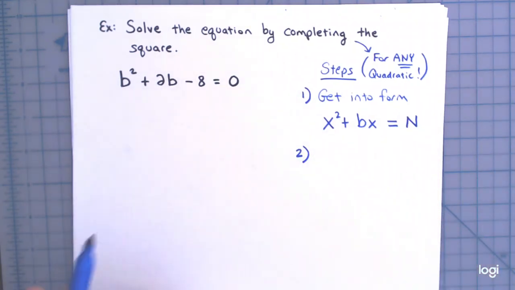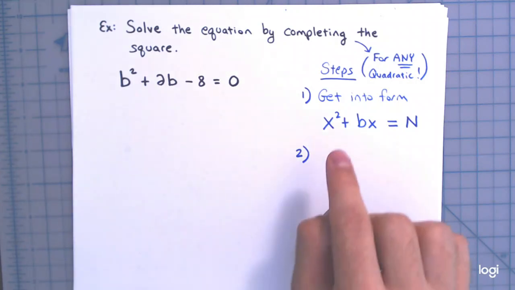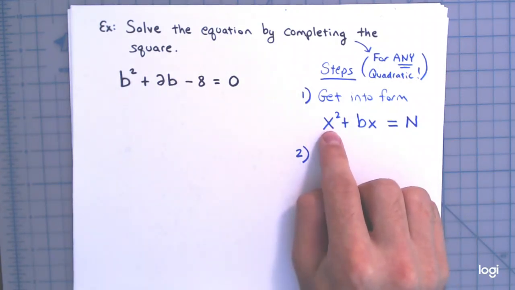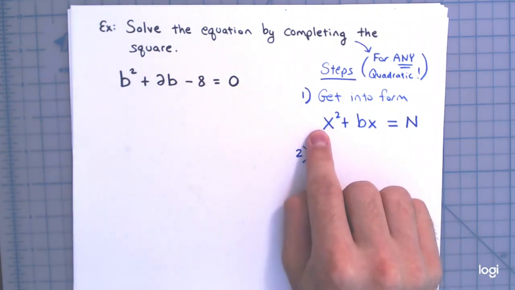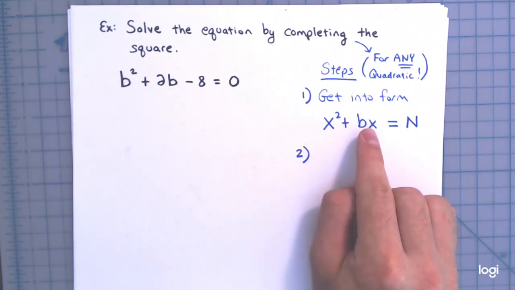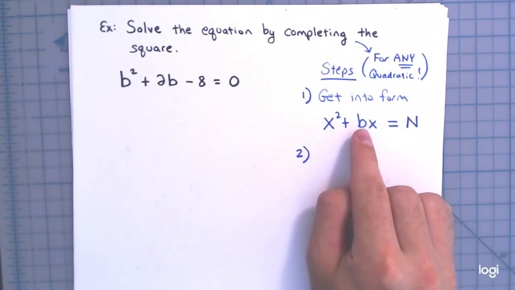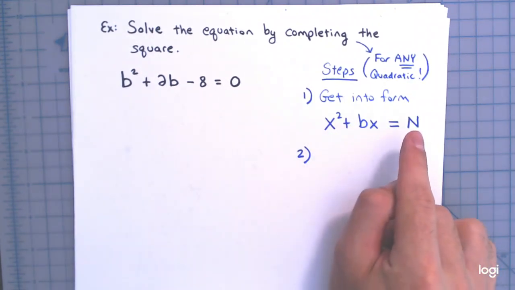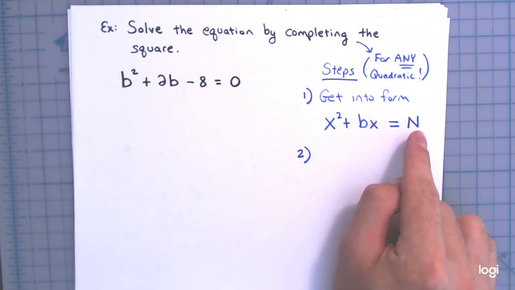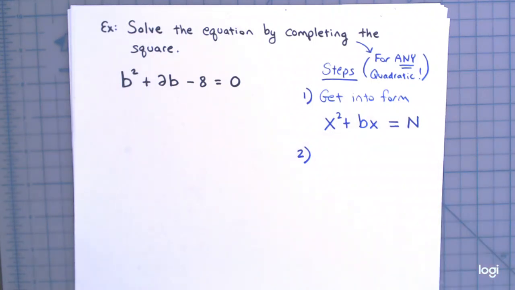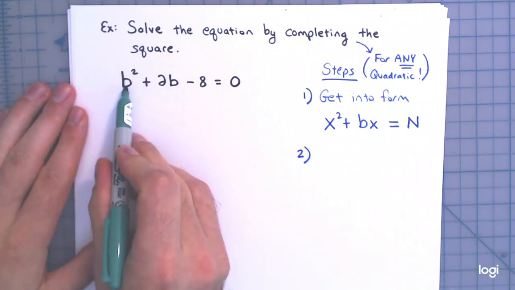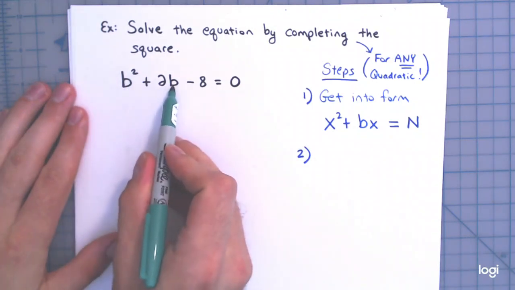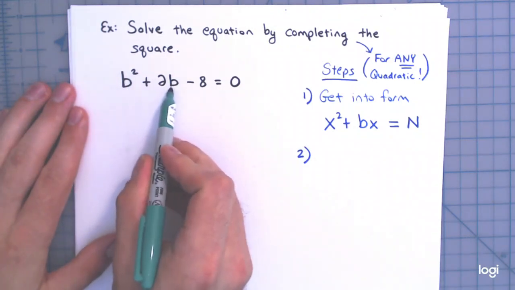So let's do that here. All right. So what I want to do is get my variable squared with, again, a coefficient of 1 on that square, and then plus another term with the variable to the first power. Get that on its own side, and then everything else on the other side, just the things without variables. All right, so in this example here, I have the variable squared, b squared plus, and then the variable to the first power term, 2b.